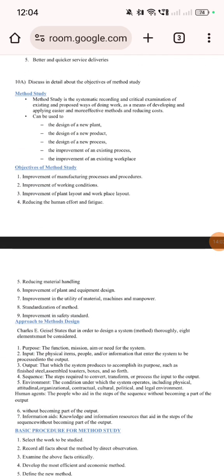Then we will see question number 10a. Discuss in detail about the objectives of method study. Objectives of method study.